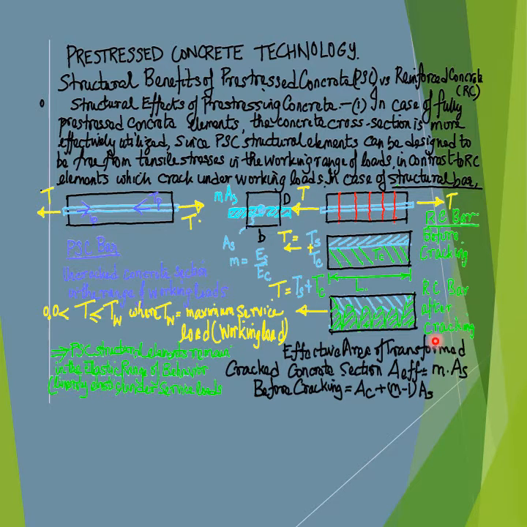Simply because the reinforced concrete bar cannot be designed cost effectively to remain uncracked on the application of the externally applied tensile force increasing from 0 to the maximum value of the externally applied tensile force in the range of the working loads or the service loads, denoted as capital T subscript W.